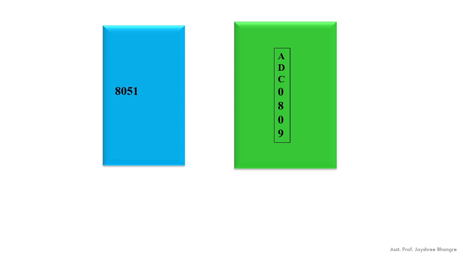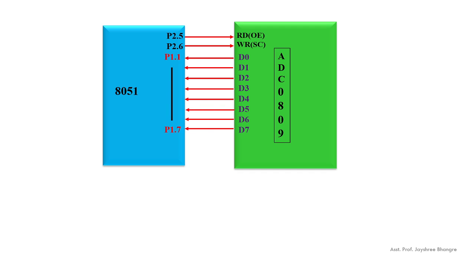So here the diagram of interfacing 8051 with a 0809 ADC is given. Read, that is OE, and write, that is nothing but the start of conversion, these pins are connected to P2.5 and P2.6. Then the D0 to D7 pins are connected to port 1 to read the data. Then the ALE pin is connected to the P2.4 pin of the microcontroller, and interrupt, that is nothing but the end of conversion EOC pin, is connected to the P2.7 pin of the microcontroller.